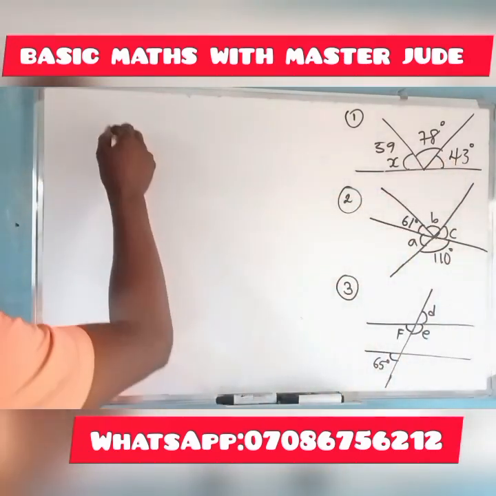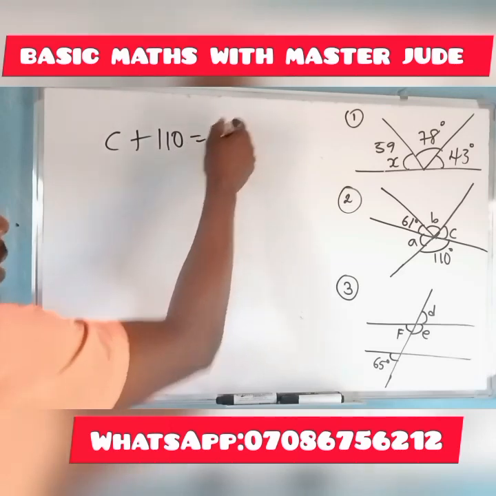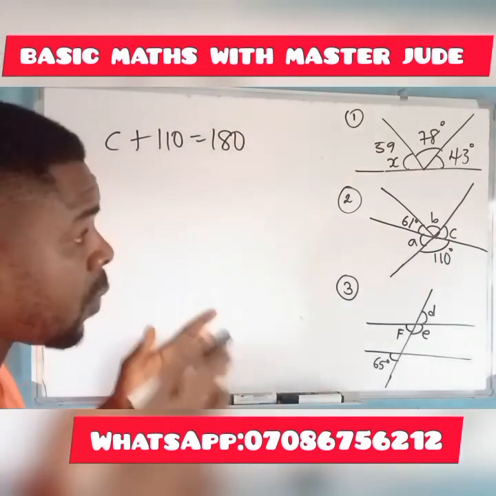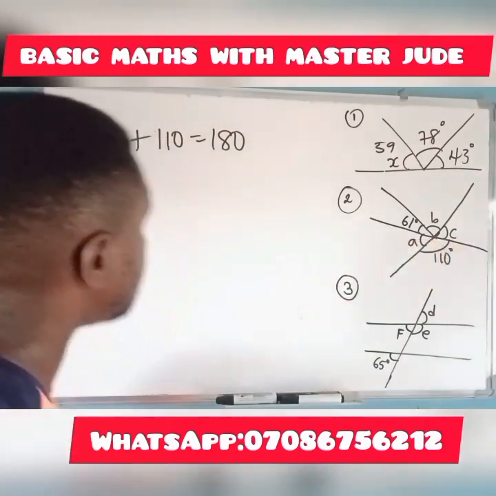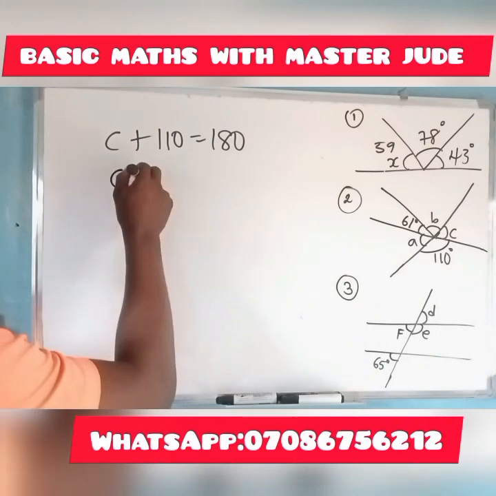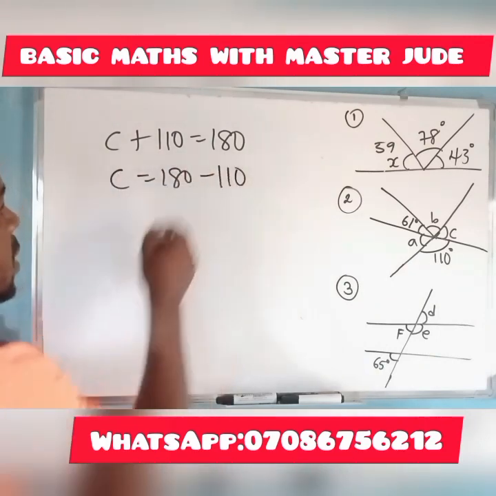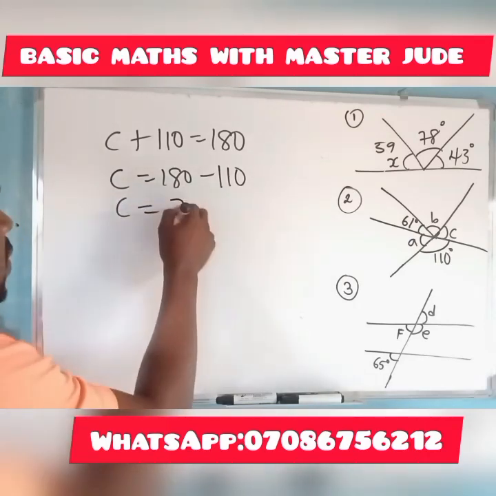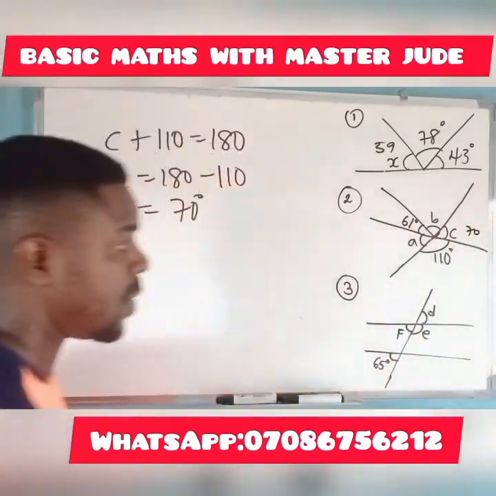What we have there is C plus 110 is equal to 180 degrees, because angles on a straight line sum up to 180 degrees. So let's use this to get the value of C. C is equal to 180 take away 110, and 180 take away 110 will give us 70 degrees. So the value of our C is 70 degrees.